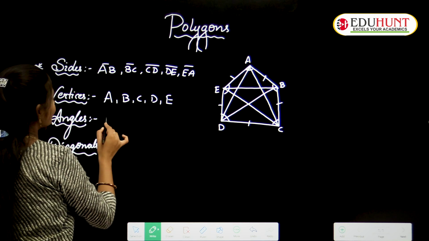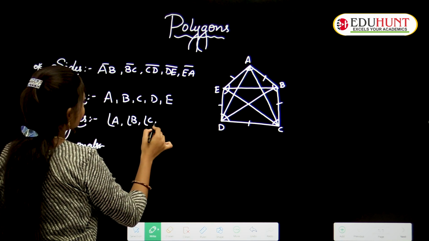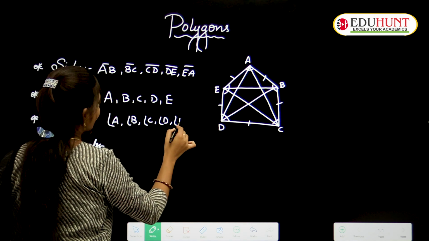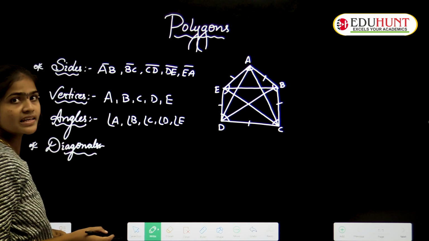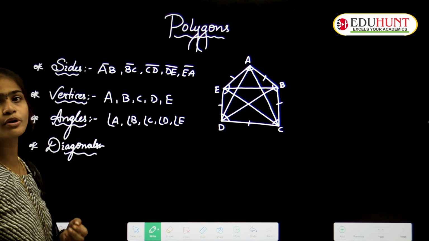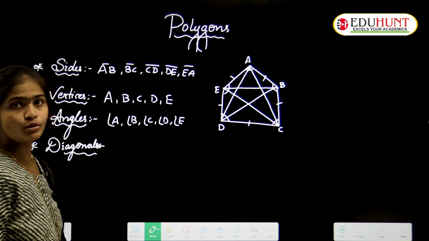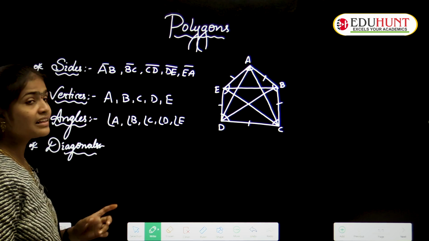Next, angles. Angle A, angle B, angle C, angle D and angle E. So how many angles are there? Yes, 5 angles, and we know the number of sides is equal to the number of vertices is equal to the number of angles. So here all are equal to 5. Now come to the diagonals.